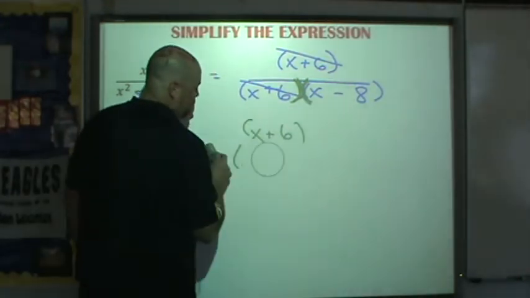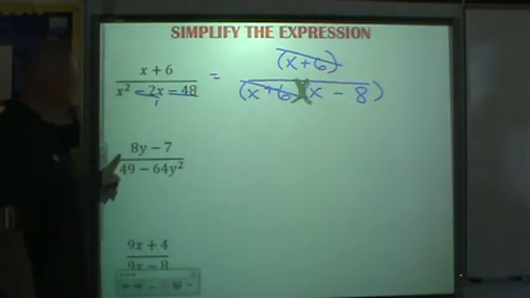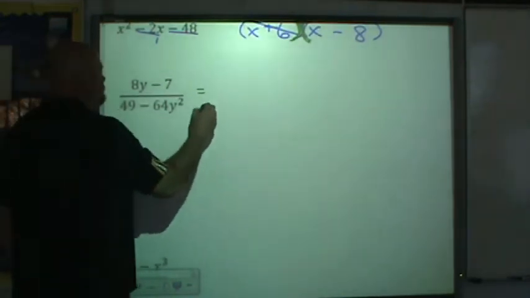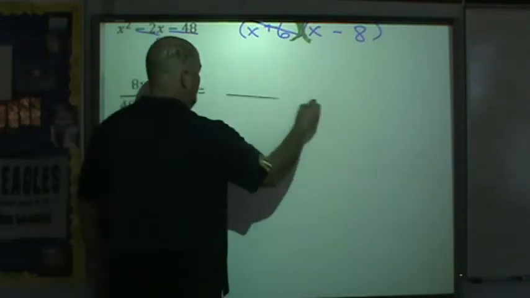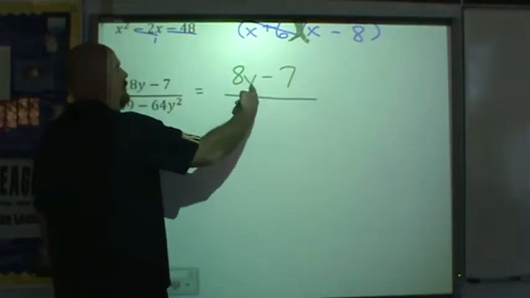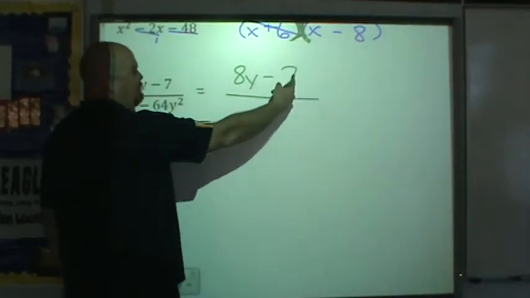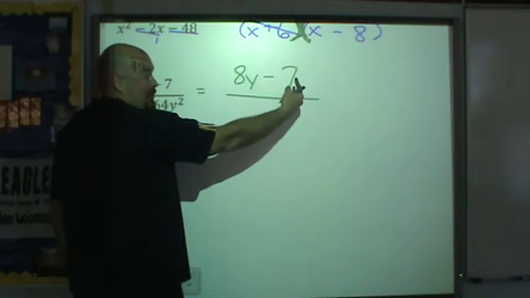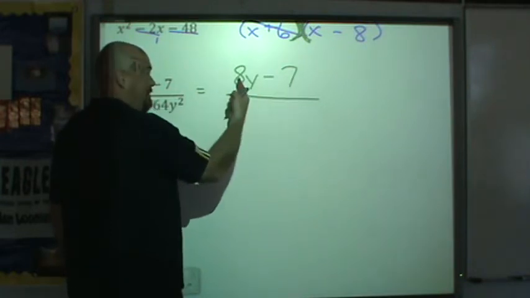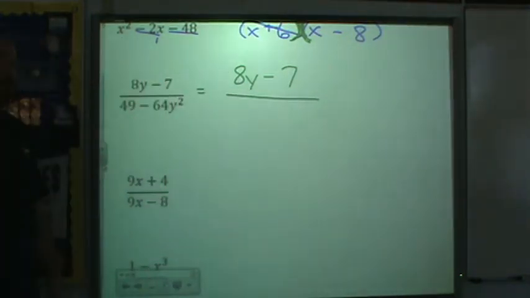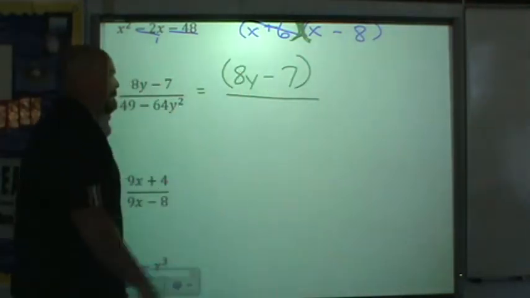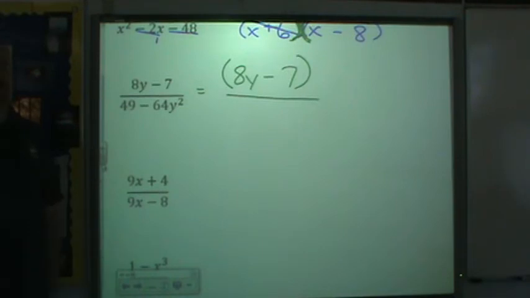All right, let's do another one. On the top, any common factors in the numerator here? No. How do I know? Well, this has a y, this doesn't, so I can't take y out. This is prime. 7 is a prime number, so its only factors are 1 and 7. And 7 is not a factor of 8, so I can't take out a greatest common factor. So, what do? Put parentheses around.